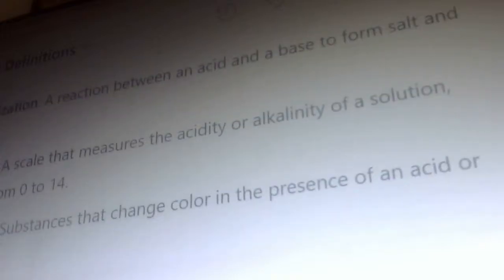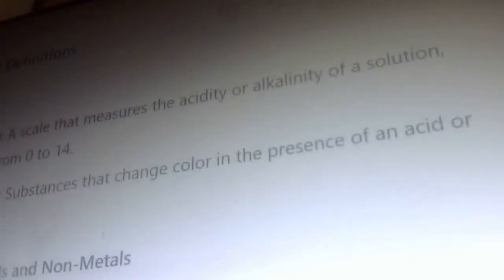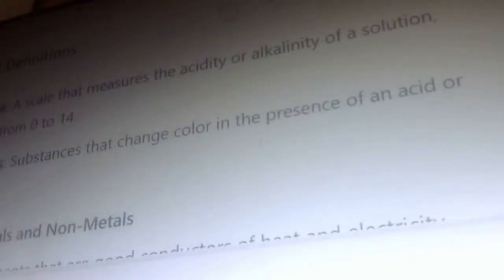pH scale. pH is potence of hydrogen, I think. A scale that measures acidity or alkalinity, from 0 to 14. Indicators are substances that change color in the presence of an acid or base.